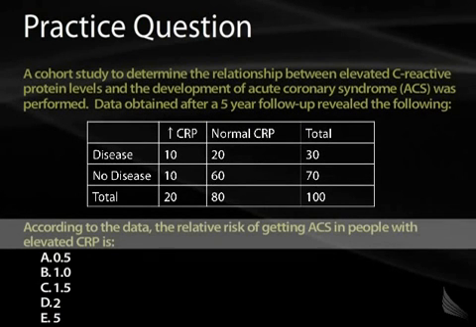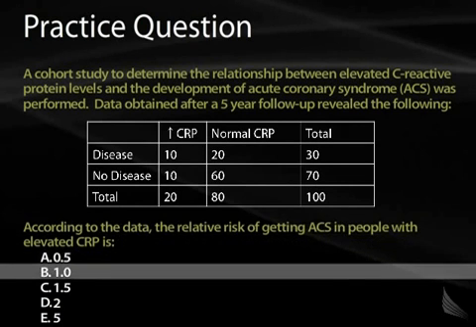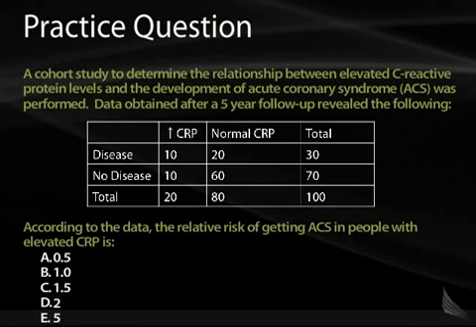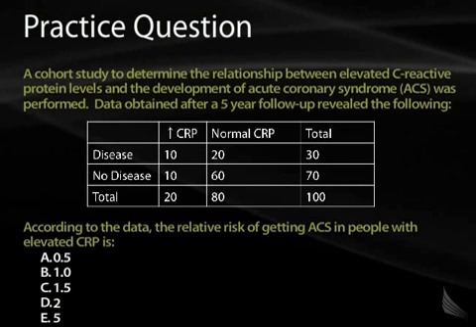According to the data, the relative risk of getting ACS in people with elevated CRP is 0.5%, 1%, 1.5%, 2%, or 5%. Well, remember, the relative risk is the incidence of the exposed versus the incidence of the unexposed. In this case, exposure refers to the elevation in CRP.